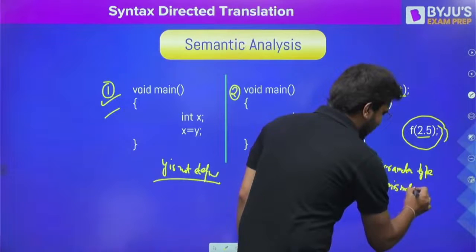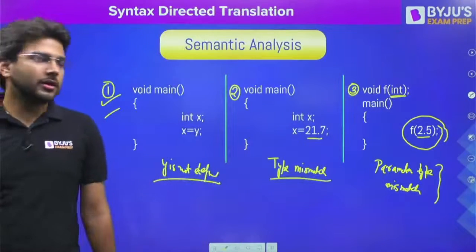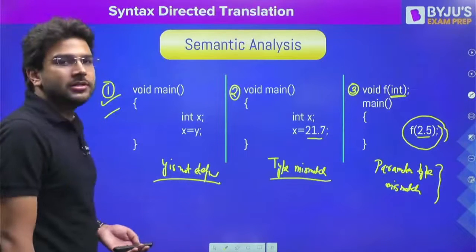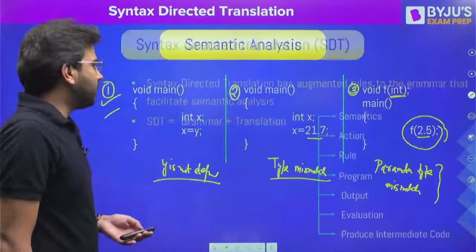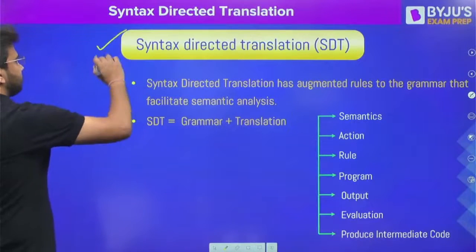Clear? So all these are examples of semantic error. Yes, parameter type mismatch will be there. So these are the examples of the semantic analysis phase and what kind of errors it may throw. I hope it is clear. Now let's proceed to our main topic, that is SDT.